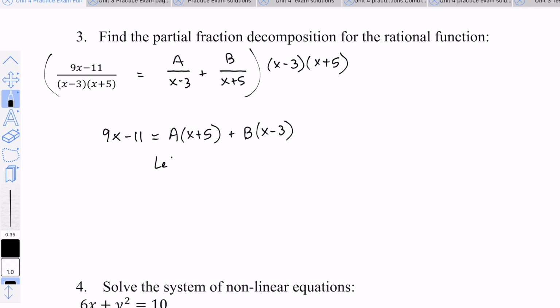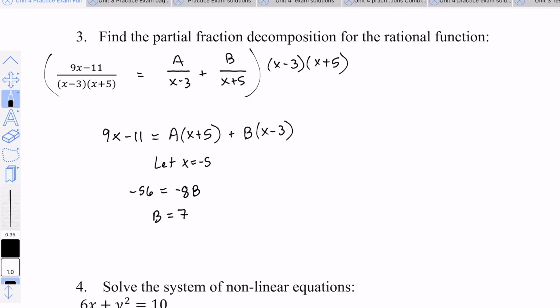So I'm going to let x equal -5, and then we would plug -5 in for all of the x values. Here, -5 times 9 is -45, minus 11 is -56. Here, -5 plus 5 is 0, so this term disappears. -5 minus 3 is -8. So b is equal to 7.